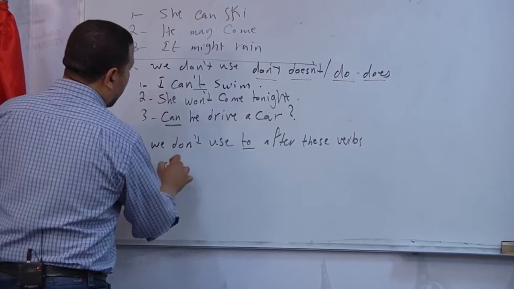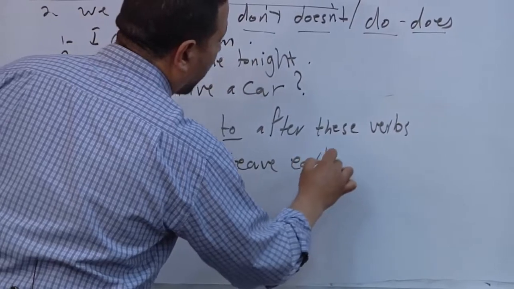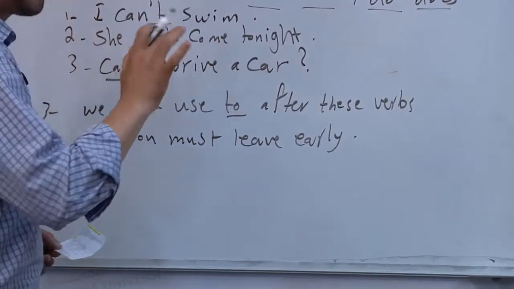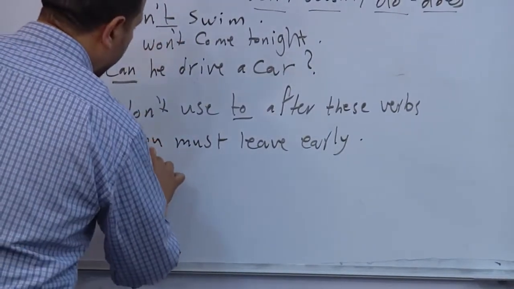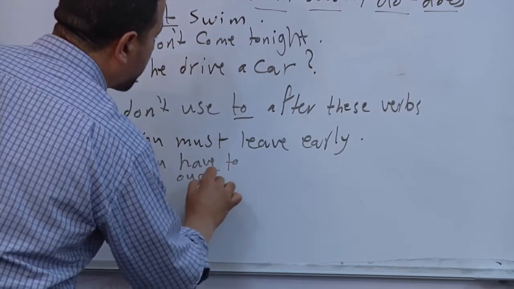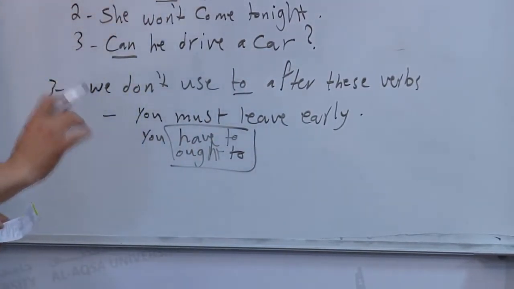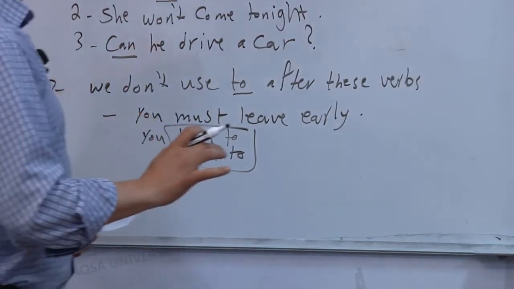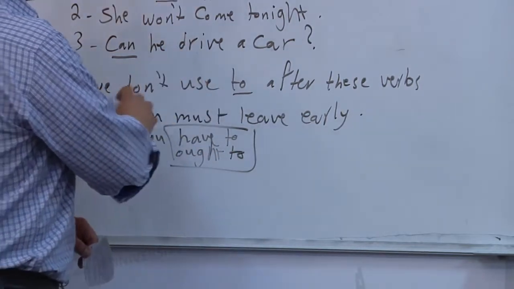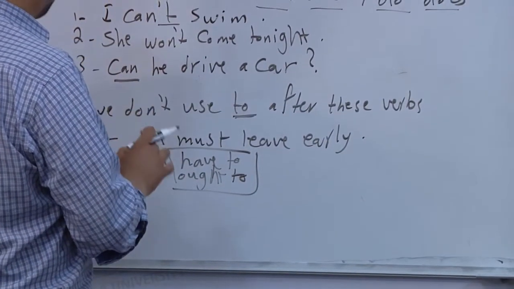For example, you must leave early. I cannot say you must to, you can to. No, this is wrong. You have to or you ought to. To here is part of the verb. And that's why we do not use to with most of these verbs.